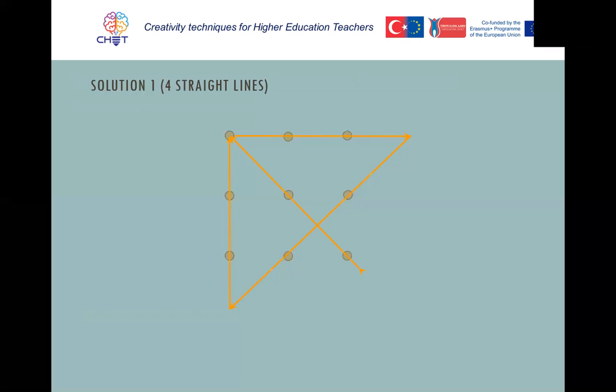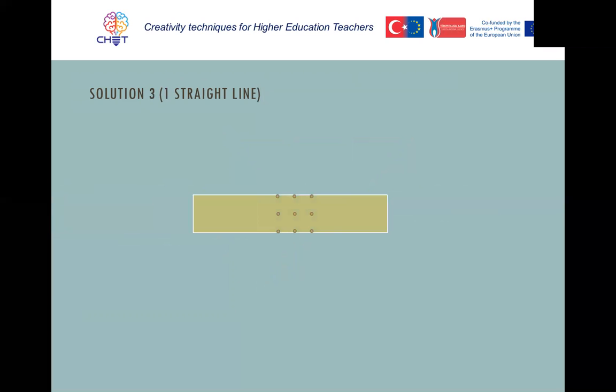The issue with creativity is that you don't stay in the space which is given to you. It's the same with 3 straight lines. You really, really have to go out of the space that is given to you. And with 1 straight line, you have to think differently. You just need a big pen. And that's also a solution to this challenge.